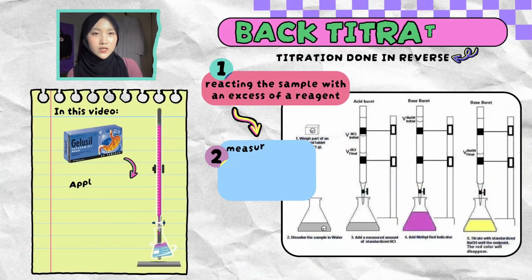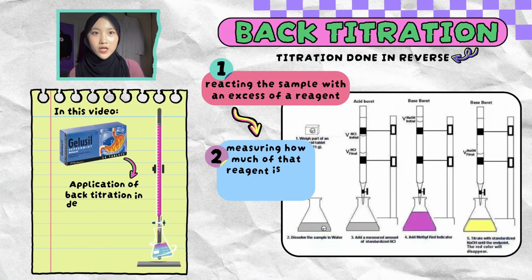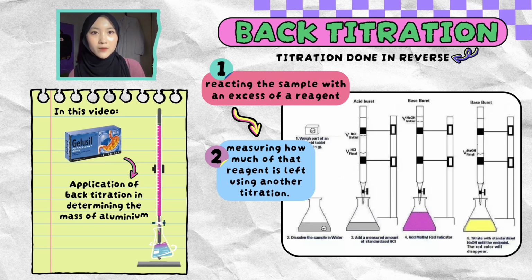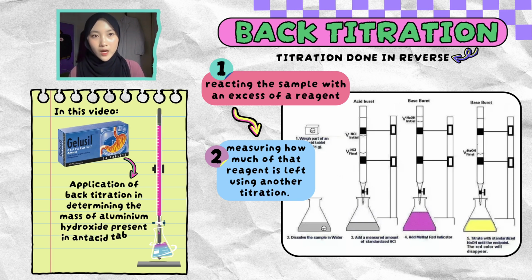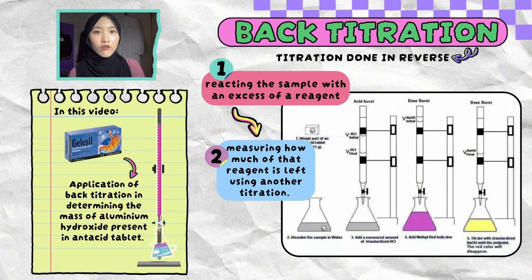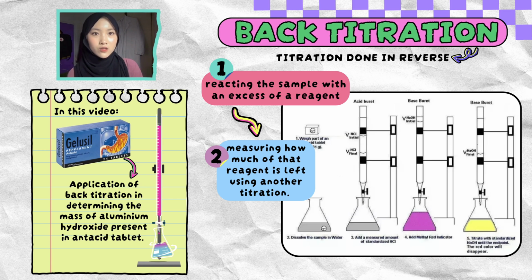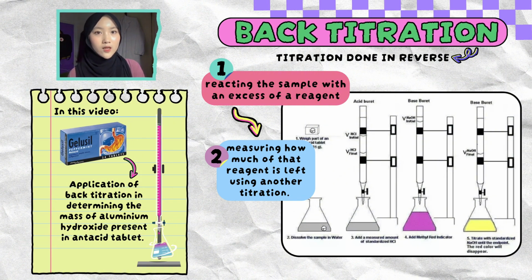As you already know, this video will explain to you about the application of back titration in determining the mass of aluminium hydroxide present in antacid tablet. For your information, back titration is titration done in reverse. It is an important technique in the medical industry for measuring the concentration of substances when direct titration is not possible. It works by reacting the sample with an excess of a reagent, then measuring how much of that reagent is left using another titration.